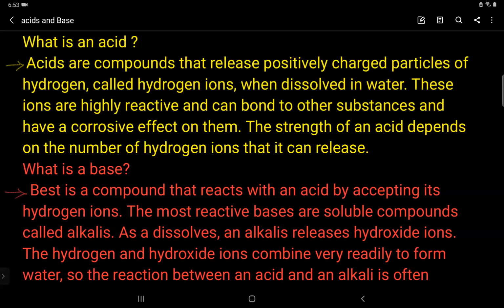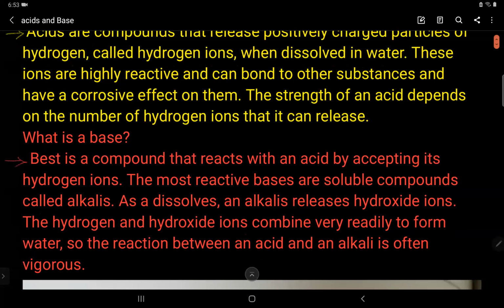So first, let's start with learning what is an acid. Acids are compounds that release positively charged particles of hydrogen called hydrogen ions when dissolved in water. These ions are highly reactive and can bond to other substances and have a corrosive effect on them. The strength of an acid depends on the number of hydrogen ions that it can release.